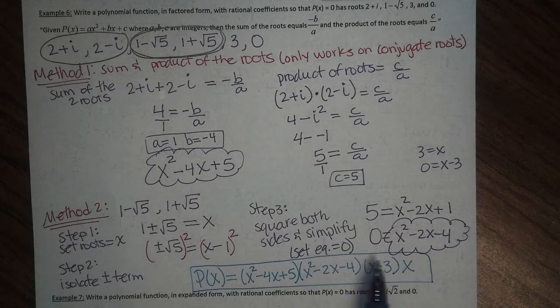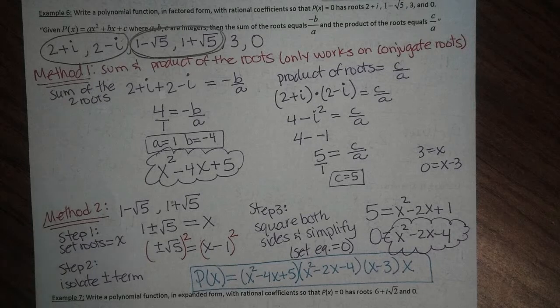So this polynomial here would give you the 6 roots that you started with, because that's x squared times an x squared times an x times an x. That's x to the 6th. And that is how you find the polynomial given the roots.